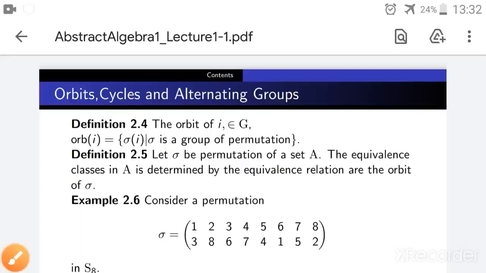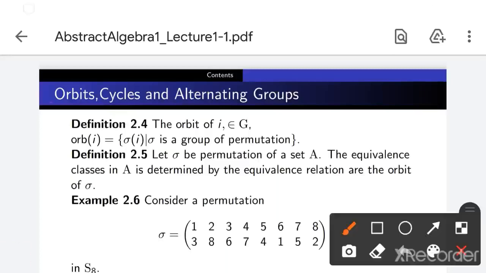We are back to complete the topic. So we have orbits, cycles, and alternating groups. We are mainly going to look at the orbit.